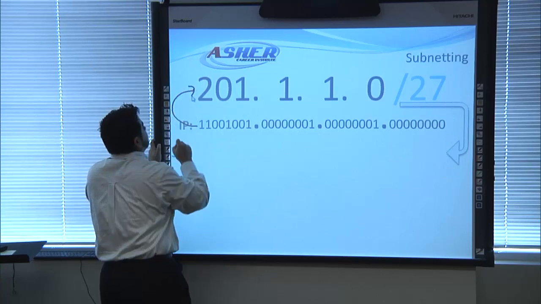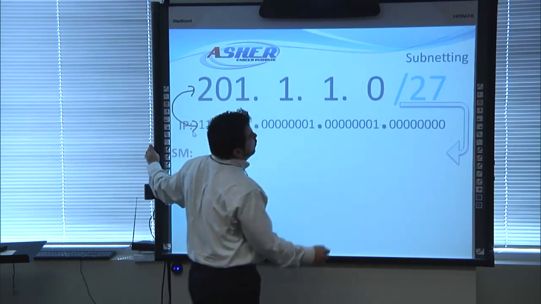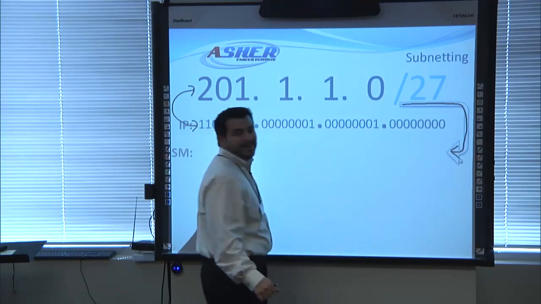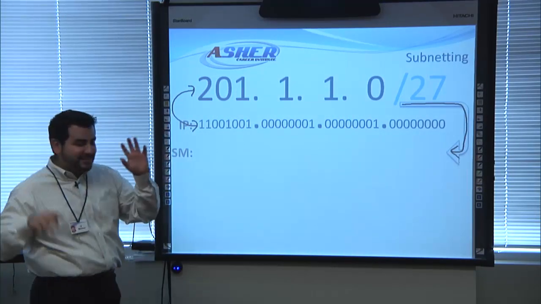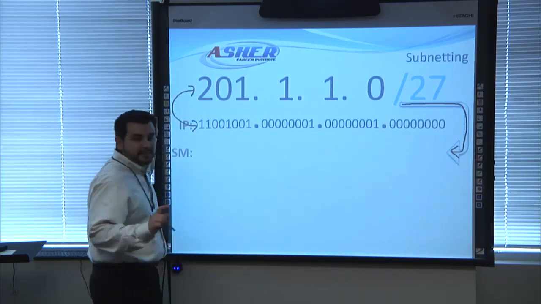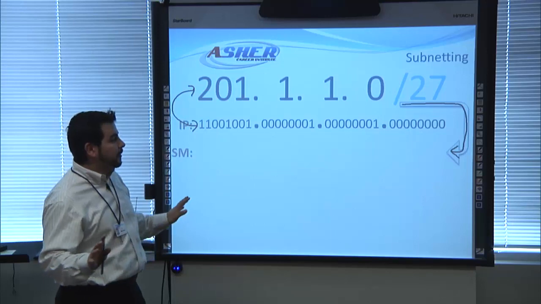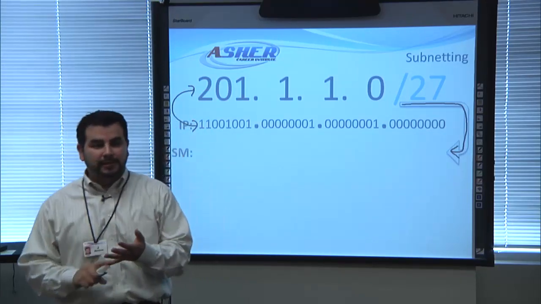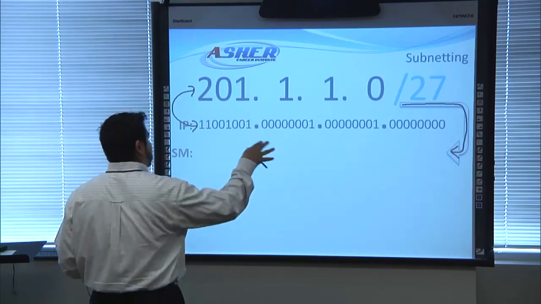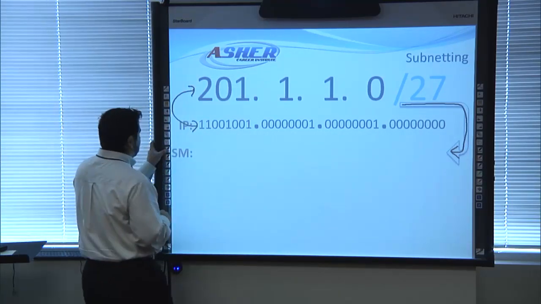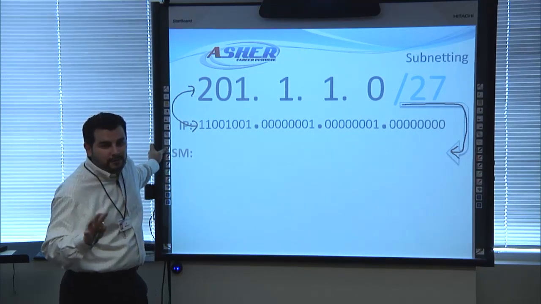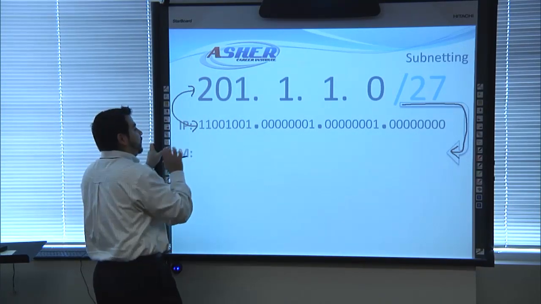This is the same thing as that. Now this 27, what did the 27 mean? That means that there are 27 ones in the subnet mask, and that's all it means. It doesn't mean that 27 belongs to class C or class A. The only thing it means is that there are 27 ones in the subnet mask. There's no hidden truth or beliefs behind it.